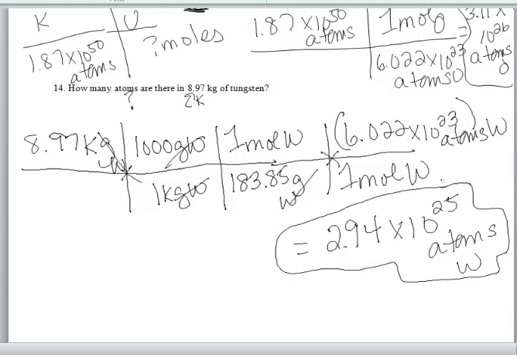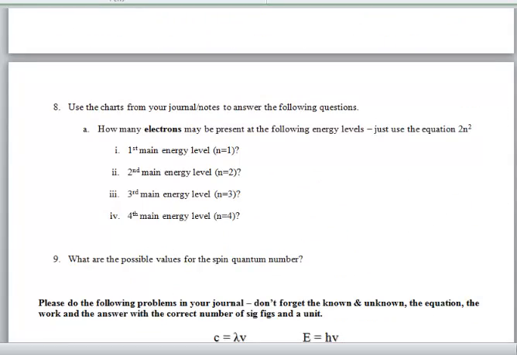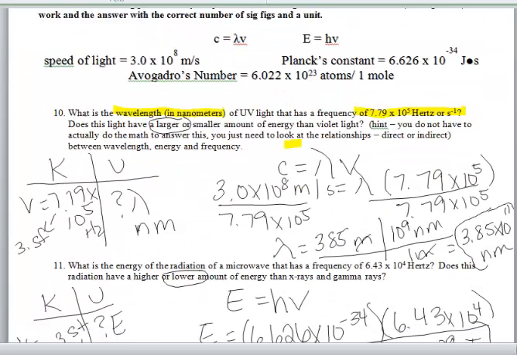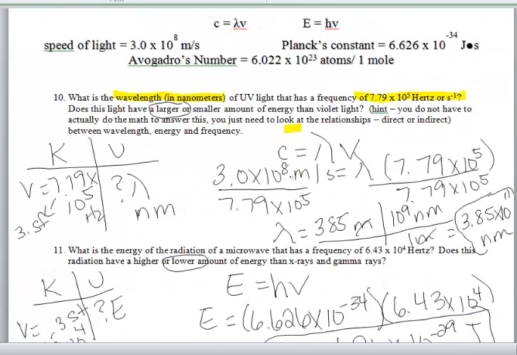Okay. All right, and also when you take the quiz, don't forget we always have to do, just like we saw up here, the known and the unknown, the equation, the work, sig figs, unit, the whole deal.